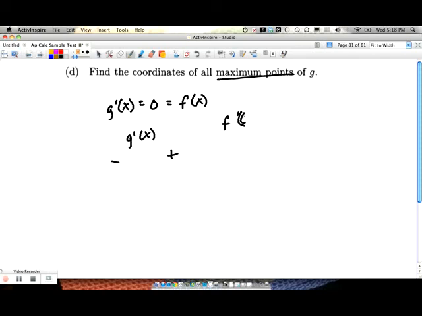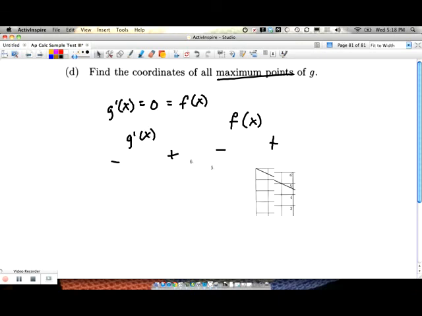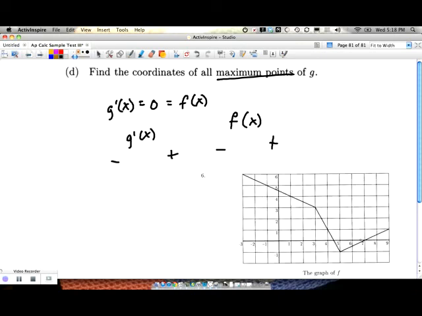f of x has to go from negative to positive. Does that ever happen? I don't think so, but just to double check here. It does happen, actually, here. Because before this, f is negative, and after it, f is positive. So that means at x equals 7, g is at a maximum.